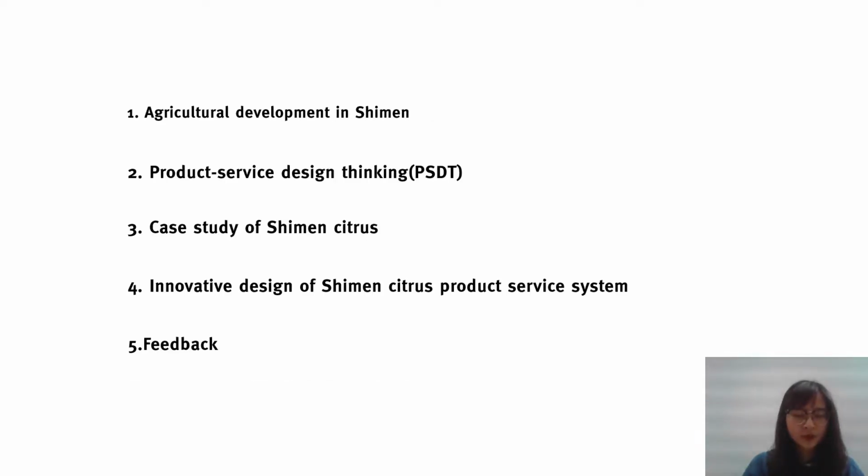My presentation will be given in 5 parts. The first part introduces agricultural development in Shimen. The second part introduces product service design thinking. The third part shows case study of Shimen citrus. The fourth part shows innovative design of Shimen citrus product service system, and the fifth part shows the feedback.